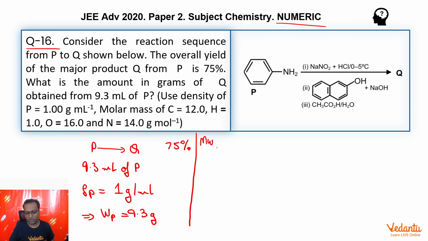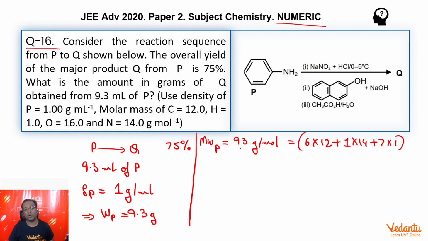So let's calculate the molecular weight of P. Molecular weight of P, when you calculate, will come out to be 93 gram per mole. How did we get 93 gram per mole? As you can see, there are 6 carbons in aniline, right? There is 1 nitrogen in aniline, and how many hydrogens? We have 5 hydrogens in the ring and 2 hydrogens outside. So 7 into 1, when you total it up, it will come out to be 93. Okay. Now what does this tell us? This tells us that the moles of P given to us are 9.3 by 93, that's 0.1 moles.